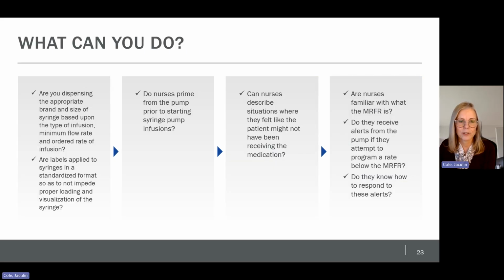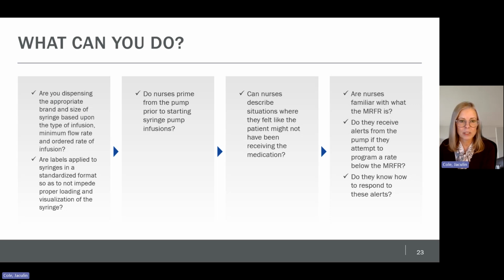So what can you do after this webinar and before the next webinar? As a pharmacist, are you dispensing the appropriate brand and size of syringe based upon the type of infusion, the minimum recommended flow rate, and the ordered flow rate of the infusion? Are labels applied to syringes in a standardized format so as not to impede proper loading and visualization of the syringe? Also, maybe take a poll of some of the nurses that use syringe pumps and ask them, do they consistently prime from the pump prior to starting syringe pump infusions, specifically continuous infusions?